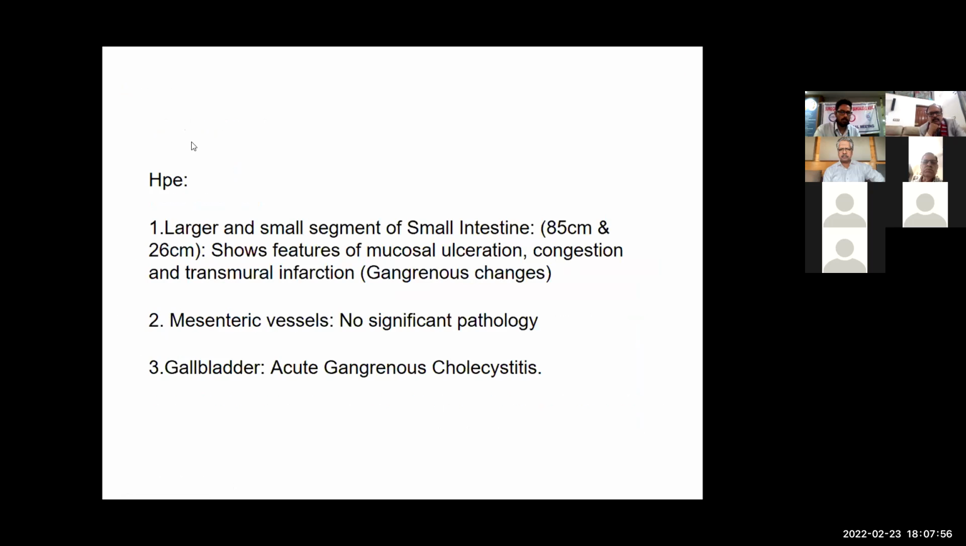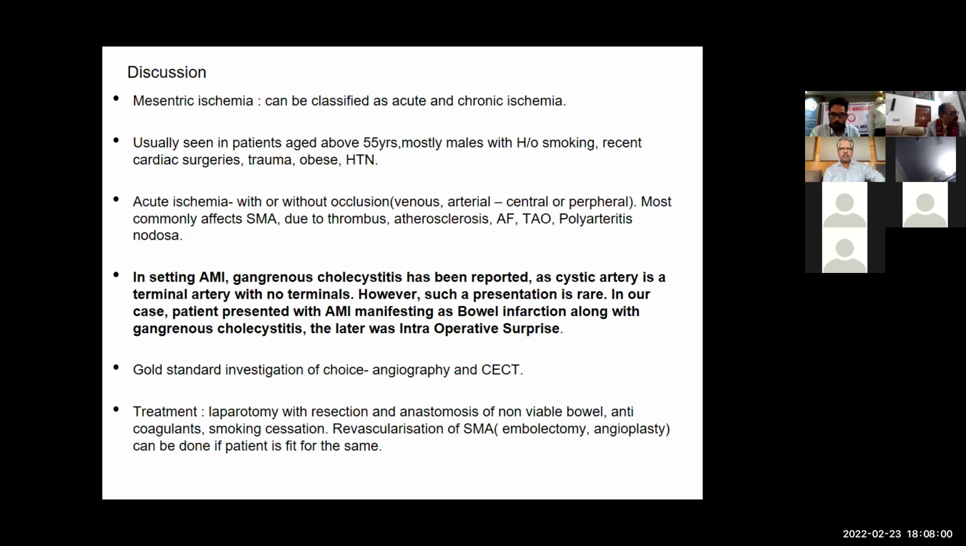Hello. Mesenteric. Yeah. What was your diagnosis? Yes, sir. Discuss. Continue.